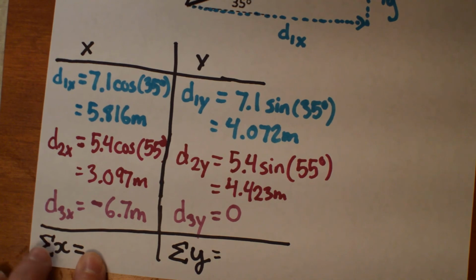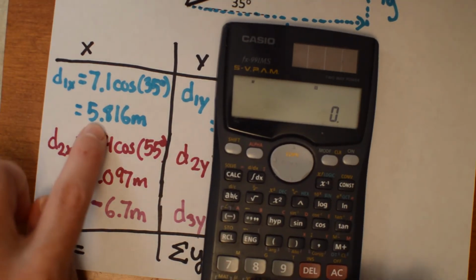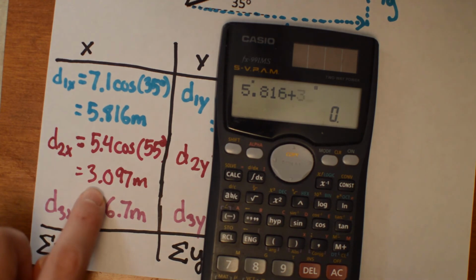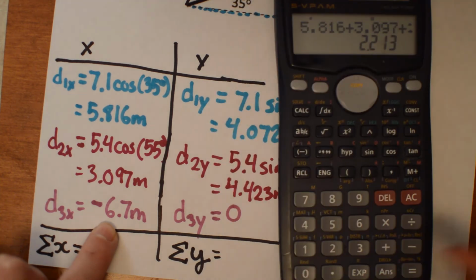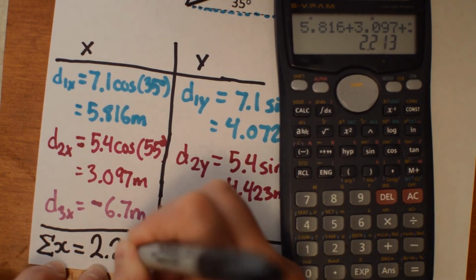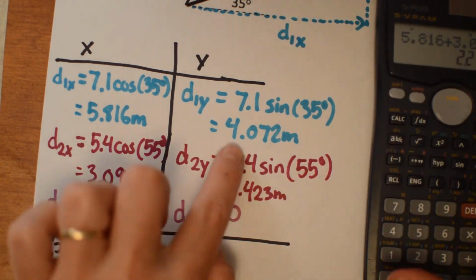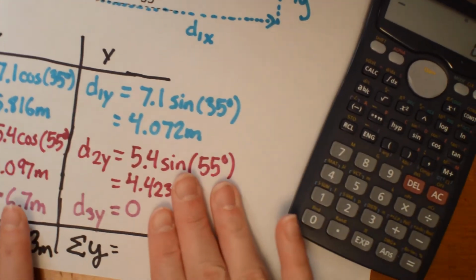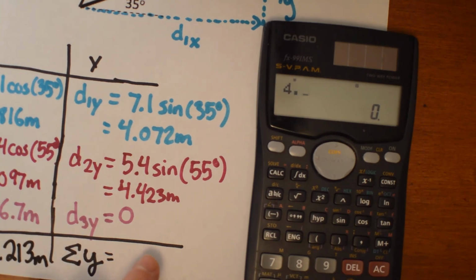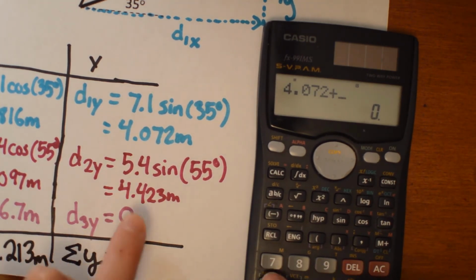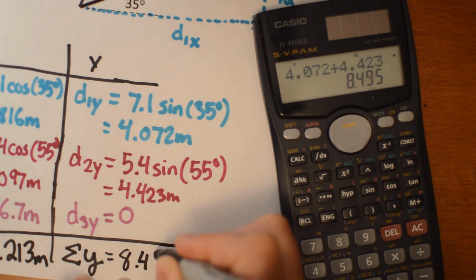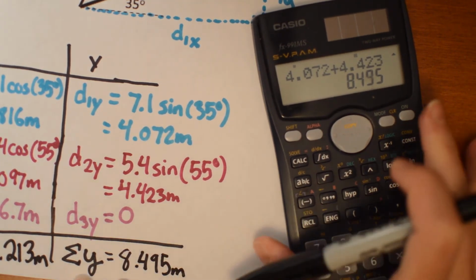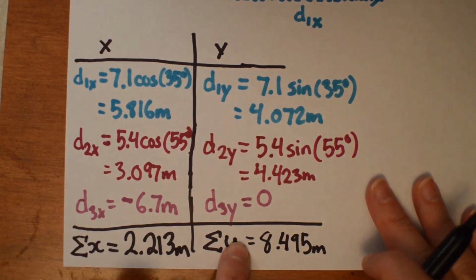Okay, starting with x, I have the 5.816, I have the 3.097, and I have the negative 6.7. So the sum of all my x stuff is 2.213 meters. The y side, I have, just slide this over, 4.072, and I have the 4.423, and then I have plus 0. All that adds up to 8.495 meters.